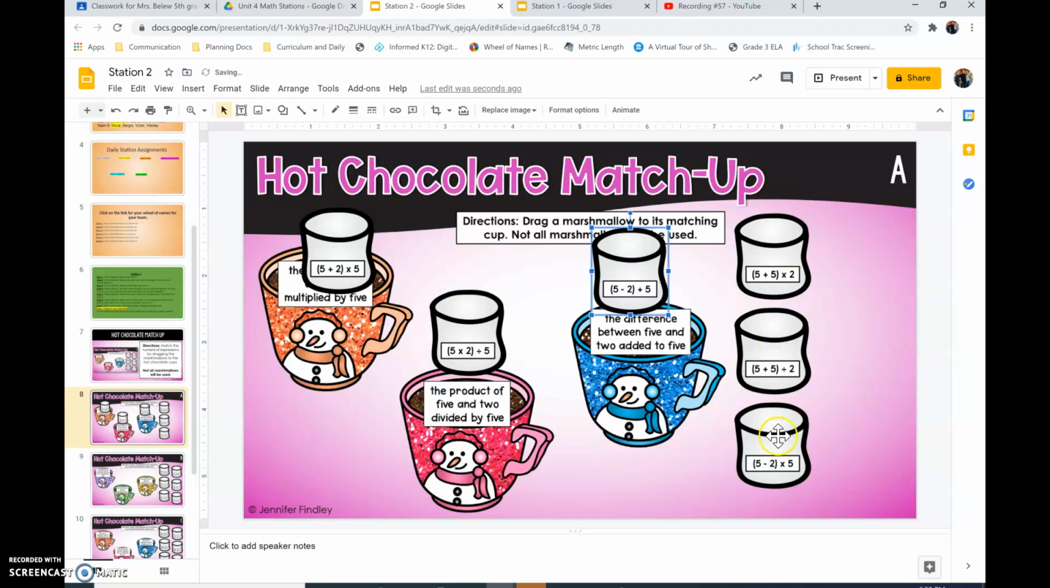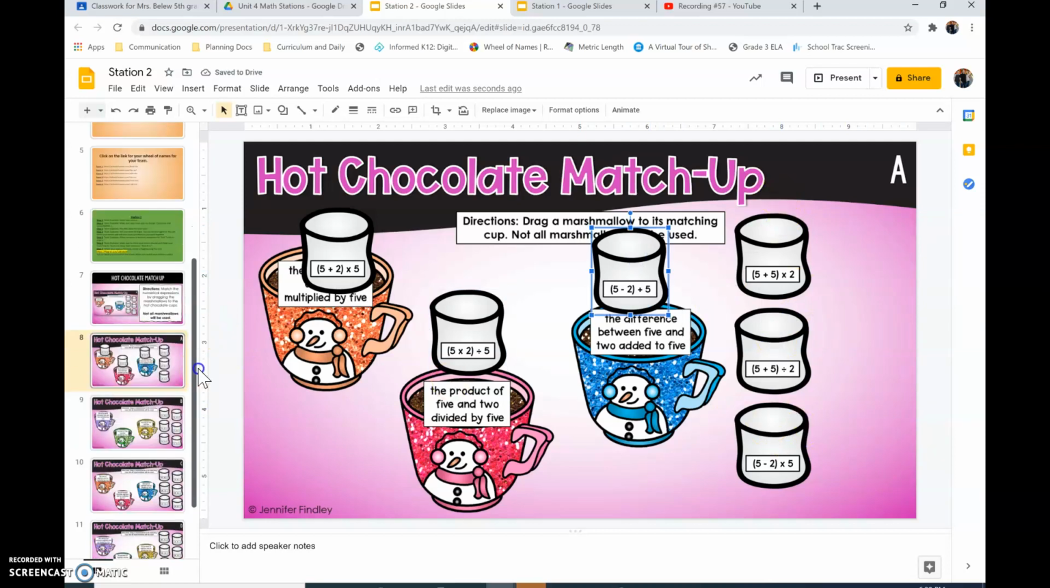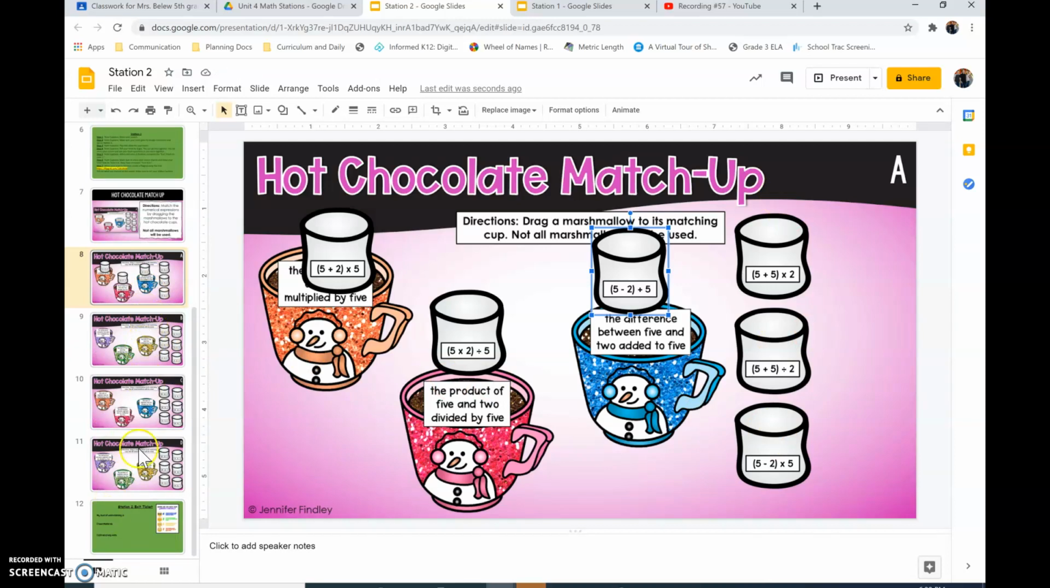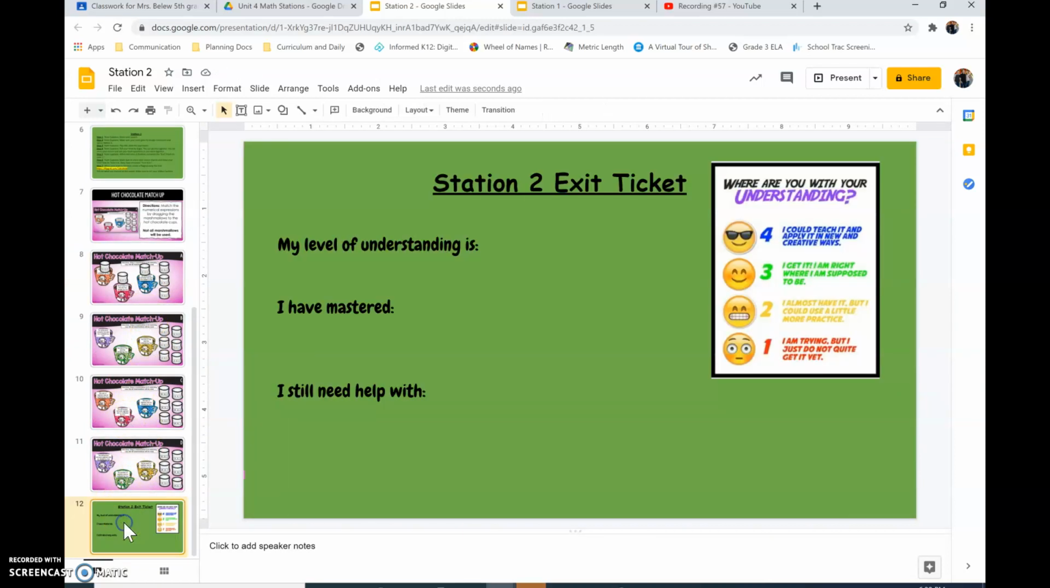And notice I still have marshmallows left. So you're going to continue on with the other 3 slides. When you finish that, you're going to fill out your Station 2 exit ticket.